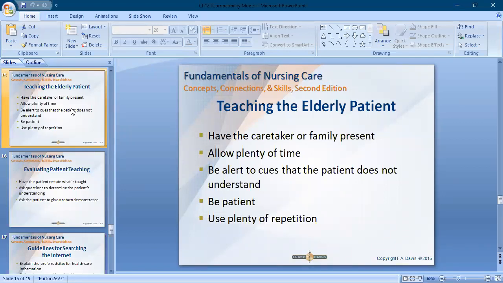And always, when you teach an elderly patient, take enough time. As an example, if a patient has Alzheimer's disease, forgetfulness is most common. What you are telling them, they forget. So better take enough time. You have to redo it again, re-educate them, then give them time to think and reorganize, and then they tell you, and you have to be a good listener, right? So be alert to cues that the patient does not understand, and use plenty of repetition.